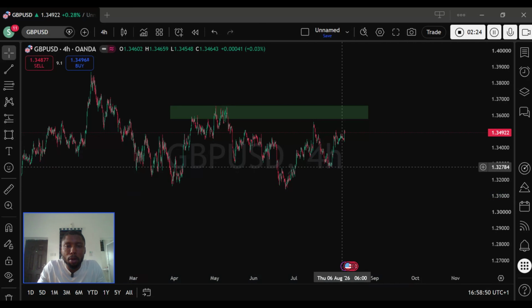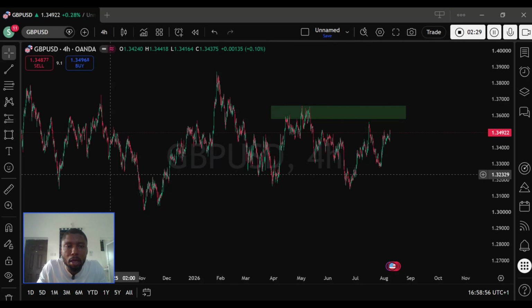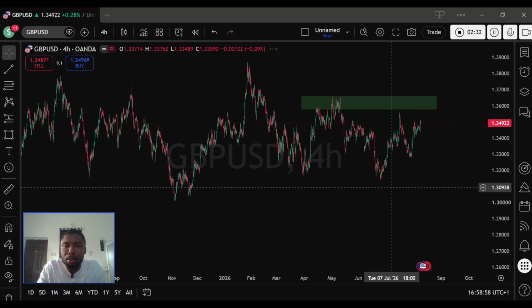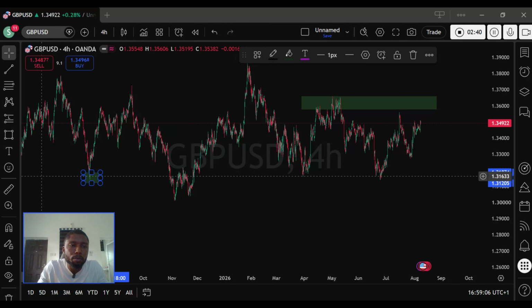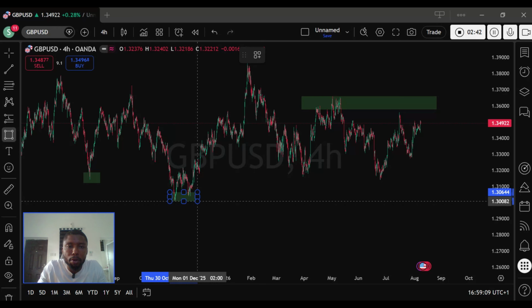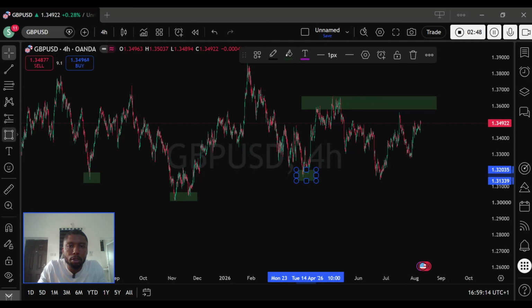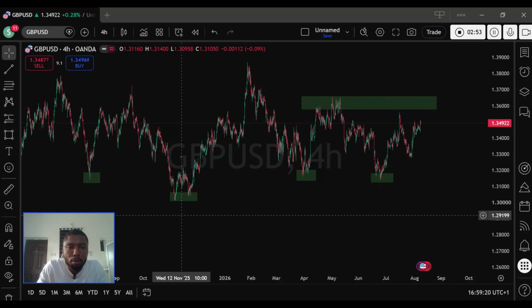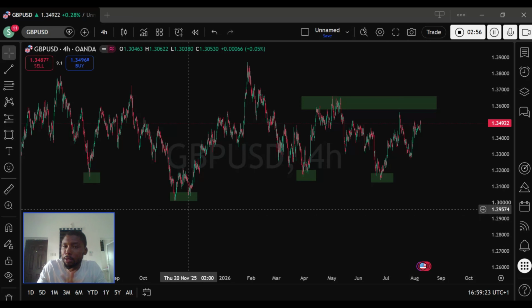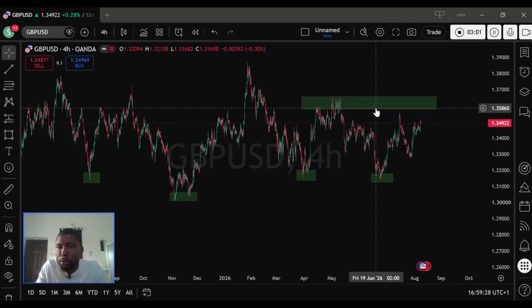Now, how do we know our support and resistance level? All you just have to do is to look to the left hand side, see how price reacted at certain areas. Now, if you look here, you see that price got to this particular area and rejected. Price got to this particular area and rejected. Price got to this particular area and rejected. So wherever price rejects from the bottom is support. It's that simple. It's not complicated. And wherever price rejects from the top is resistance.